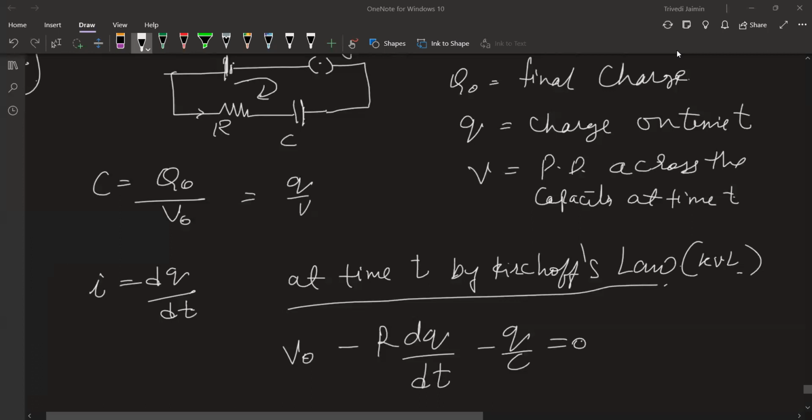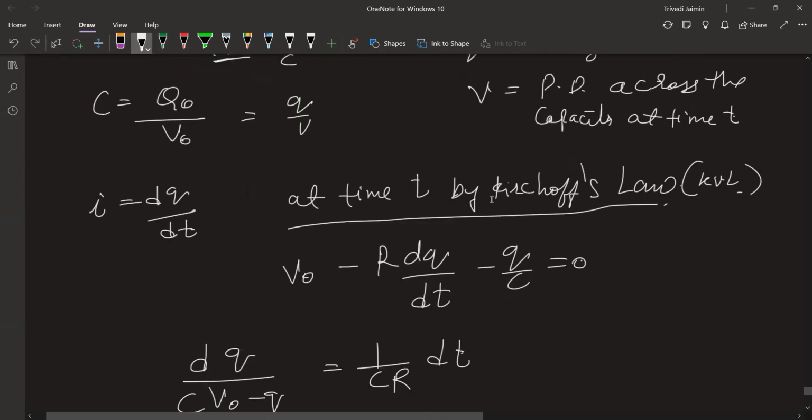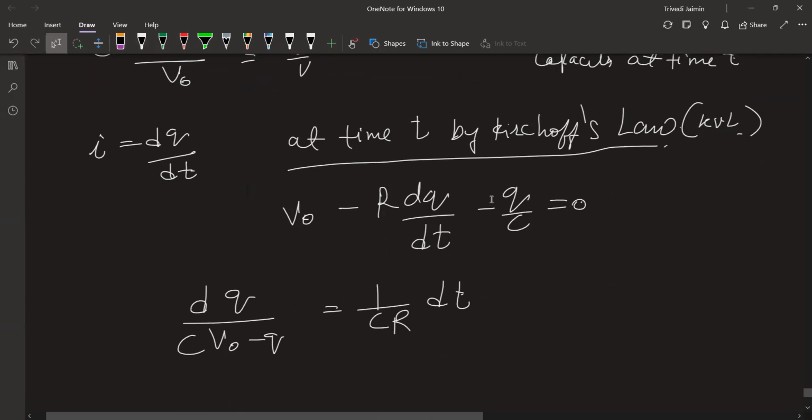Kirchhoff's voltage law: summation of all voltage. So here, how to make it voltage? I into R. And here, how to make it voltage? V equals Q by C. If we divide Q by C, we will get voltage. So I sent it that side, and dq by dt. That's what I did. Nothing big here.